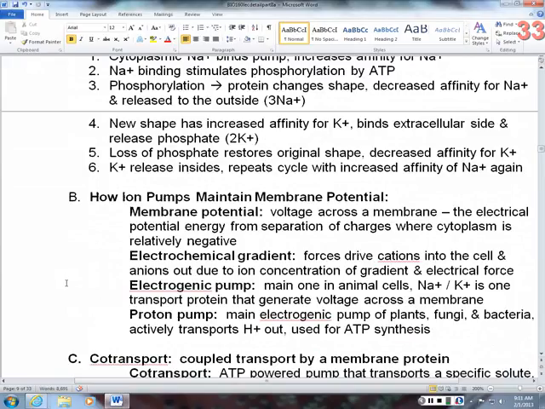So why do we need to do this? One of them is to maintain membrane potential. When we talk about potential like that, it's the potential to do work. And it's going to create an electric potential, meaning it's going to do work using electricity. So it will establish a voltage across the membrane. It's just like a battery where you've got voltage created by separating the positives and negatives.